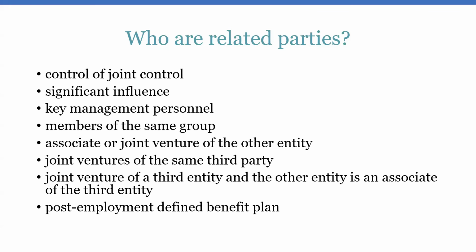The entity is controlled or jointly controlled by a person identified, and a person identified has significant influence over the entity or is a member of the key management personnel of the entity. Lastly, the entity or any member of a group of which it is part provides key management personnel services to the reporting entity or to the parent of the reporting entity. So those are related parties.